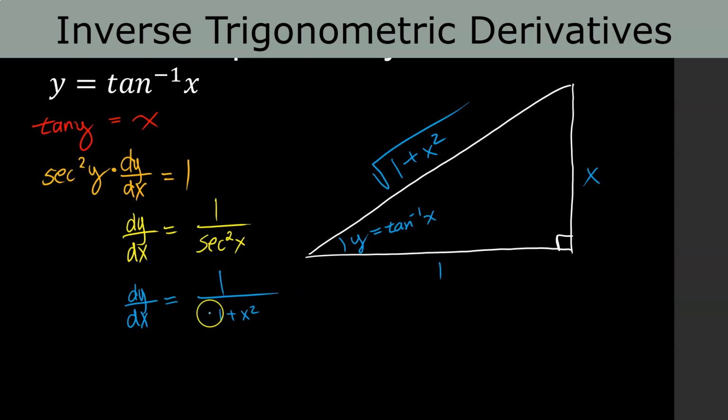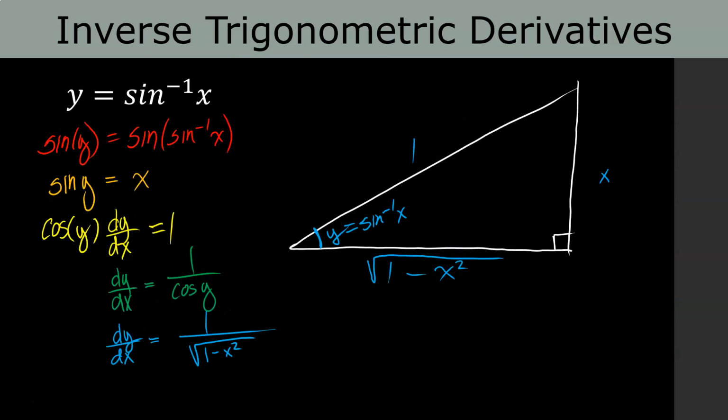Wait a minute. We squared a square root. Should we put that as the absolute value of 1 plus x squared? No, 1 plus x squared is always greater than or equal to 1 anyways, so the absolute value is a waste of effort, if not, well, kind of just a waste of effort.